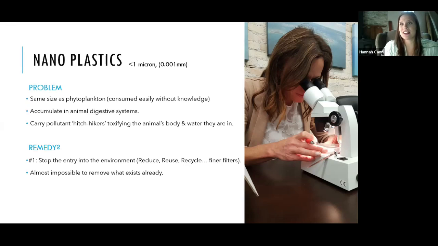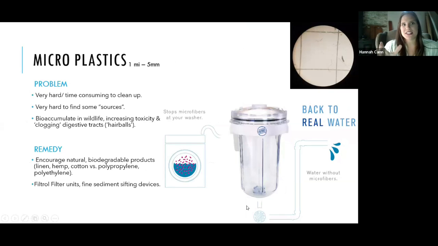And that's basically because these items are so small that if you were to filter all the water, you're going to get a lot of organic material within that as well. So it just makes it extremely challenging to target only those microplastics. Now the microplastics, they have similar problems. They're very time consuming to clean up. They're very hard to find some sources. We often hear people ask, what are the sources of nurdles, those little tiny white pellets that you see on the shoreline? They bioaccumulate in wildlife again, clogging digestive tracts, kind of acting as a hairball.